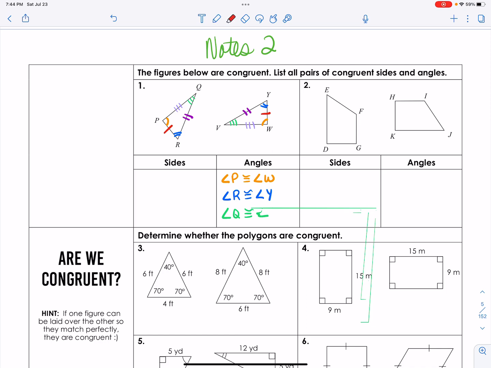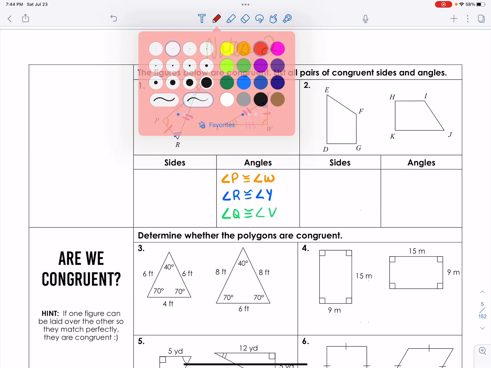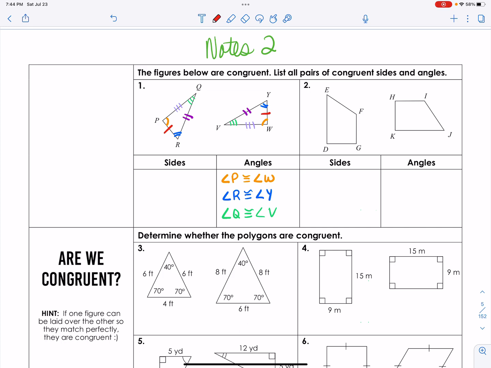It really helps if you label things. If you want to get out colored pencils and make a bunch of colors, I really do think it helps kids. Okay, now I'm going to do my side lengths, and I've got to put it in the same order. So if I go PR, that's that red side. I went orange, blue, so I've got to say that's congruent to orange, blue. And so that really helps.